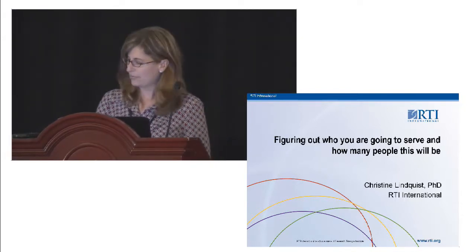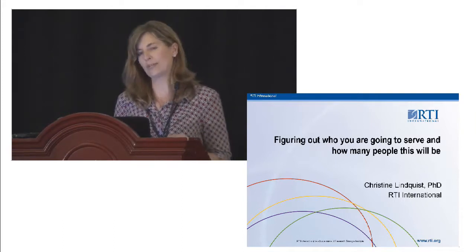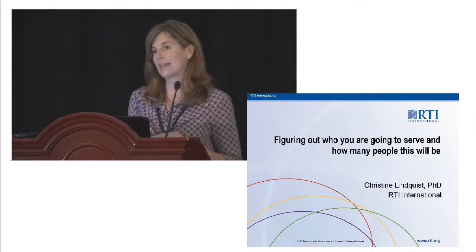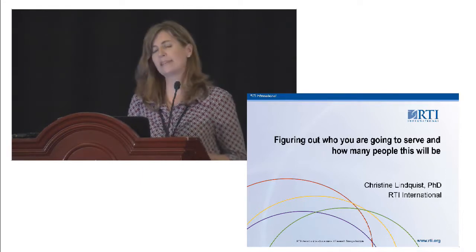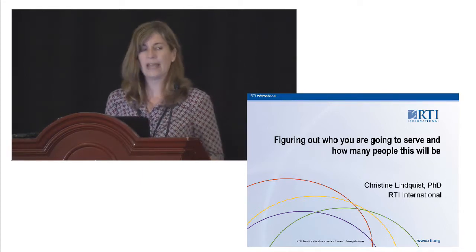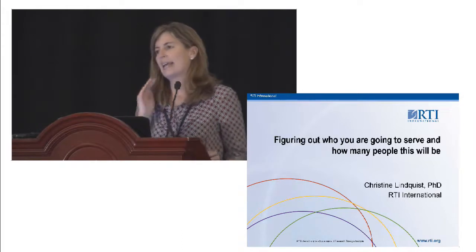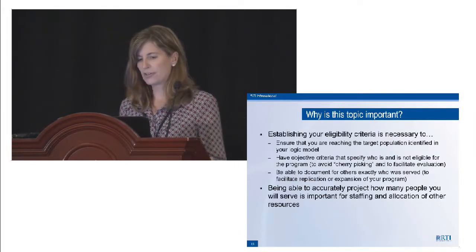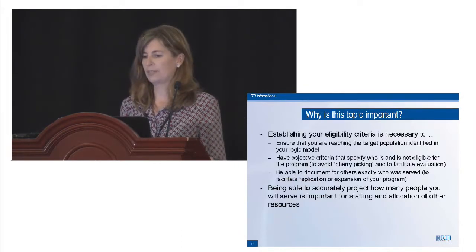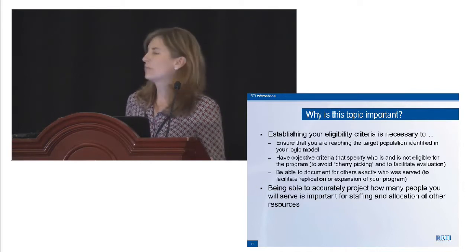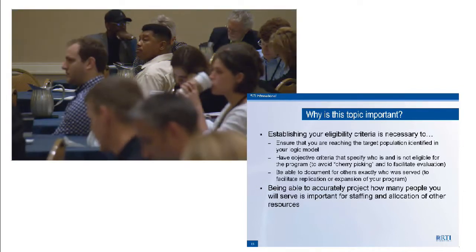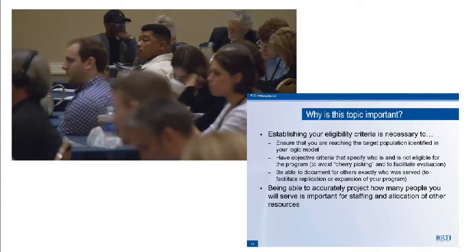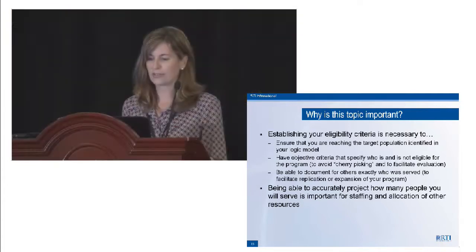So today I'm going to be focusing on how eligibility criteria and case flow can set your program up for strong evaluation. Basically figuring out who you're going to serve and how many people this will be. And the reason this topic is important, first, it's important to establish eligibility criteria to ensure that you're reaching the target population identified in your logic model. Basically, you want to make sure you're serving the population that you designed your program to serve.